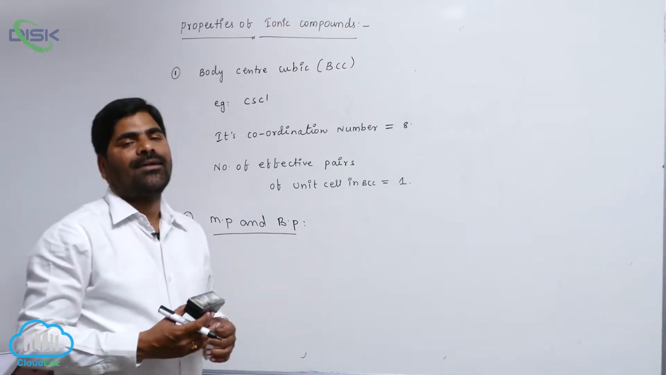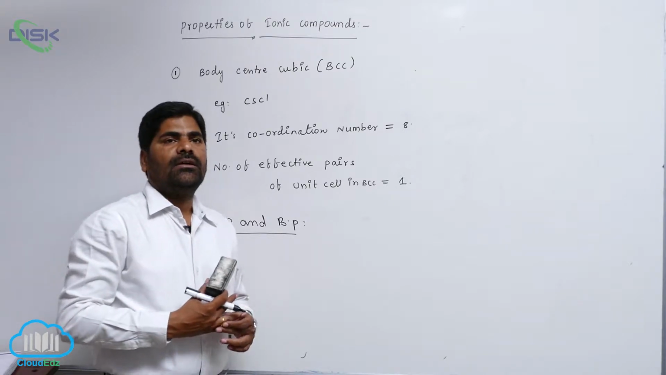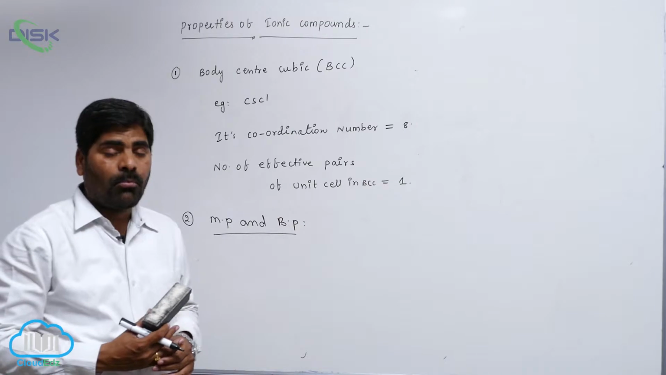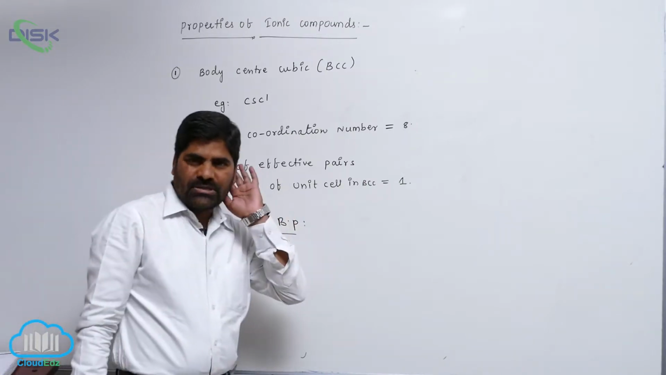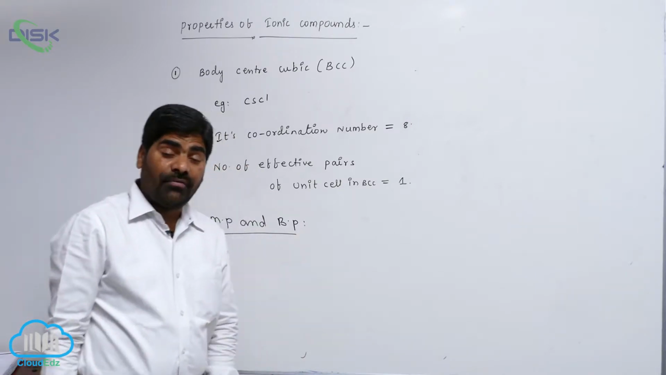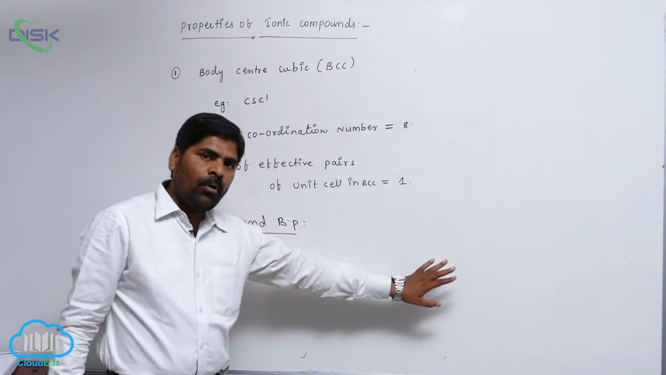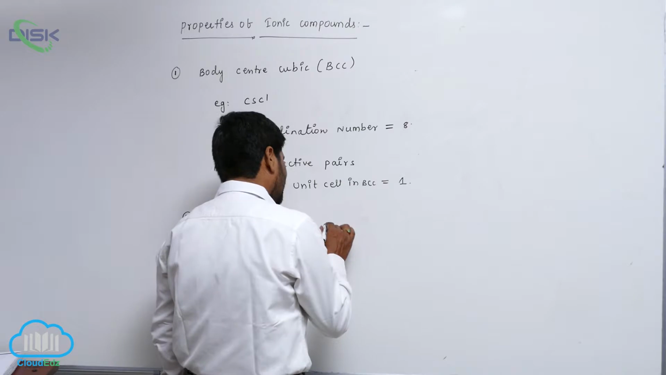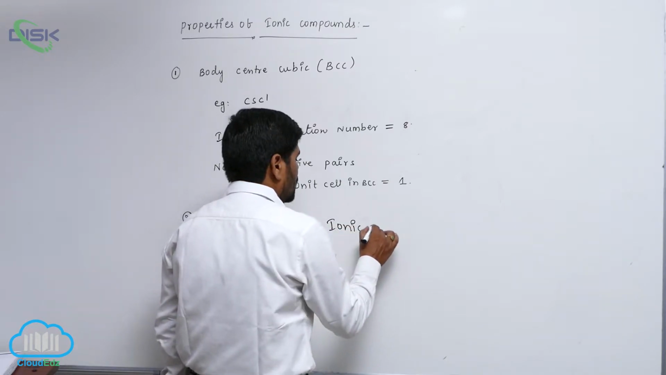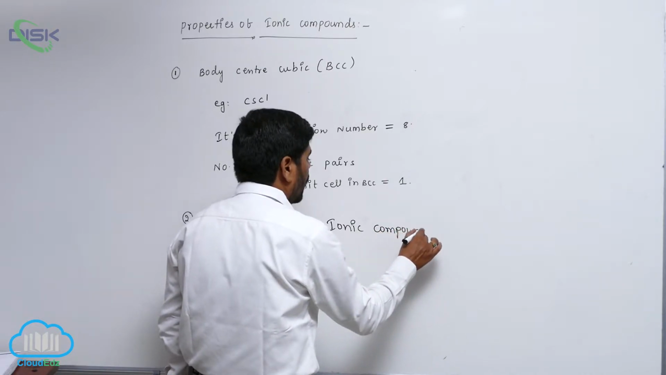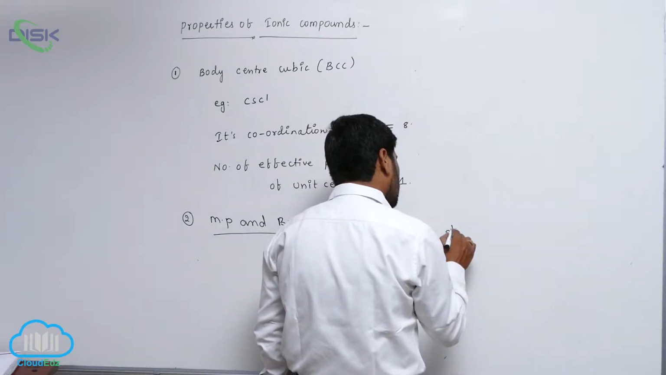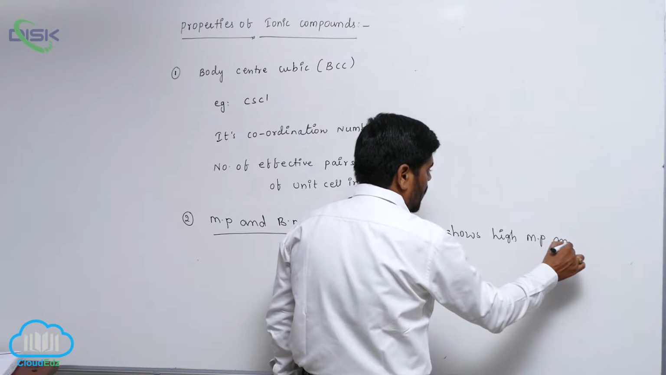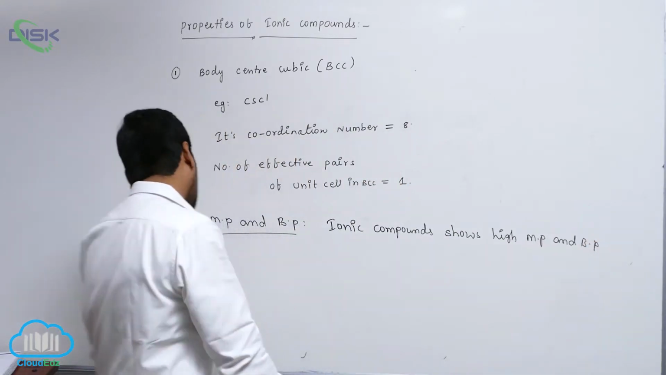Generally, due to the presence of close packing of atoms in a crystal, the breakage of each atom from another atom requires more amount of energy. Due to very close packing of atoms, breakage is very difficult. That is the reason we must supply more energy. So ionic compounds show high melting and boiling points due to crystal structure.